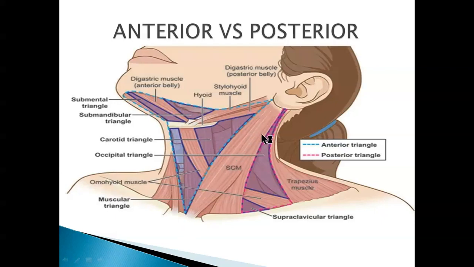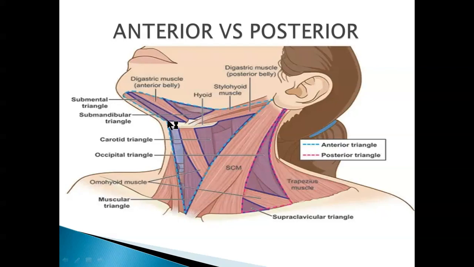Here we have the sternocleidomastoid muscle with two heads: this one is the clavicular head, and this one is the sternal head. Here is the mastoid process. This is the anterior border of the sternocleidomastoid muscle, and this is the posterior border. In front, all of this area is the anterior triangle, and behind the posterior border of the sternocleidomastoid muscle we have the posterior triangle. Now, let's talk about the anterior triangle.